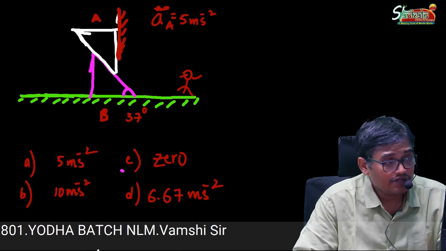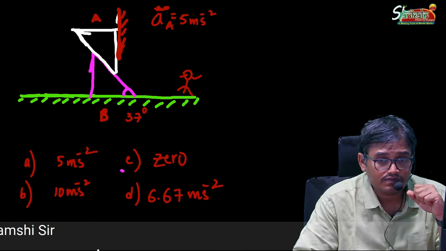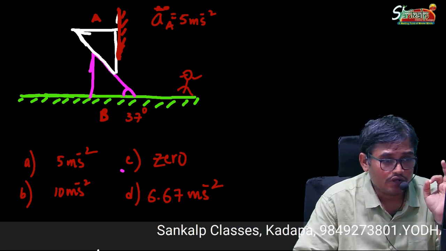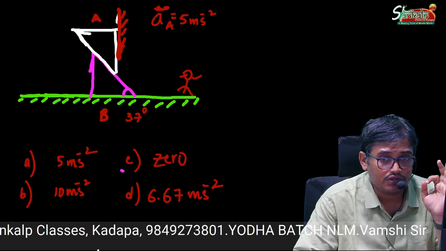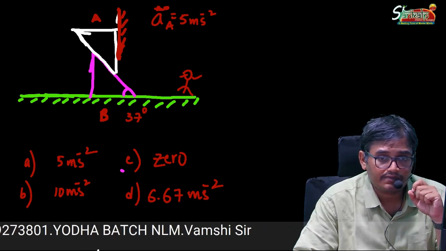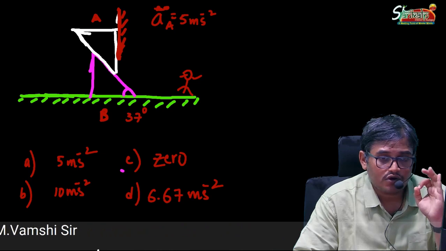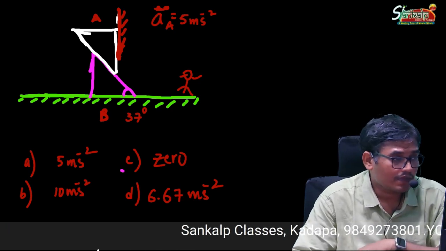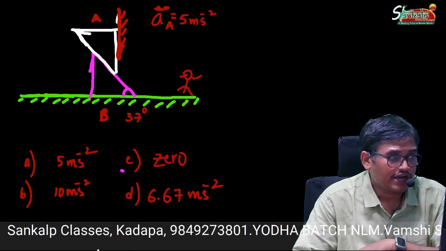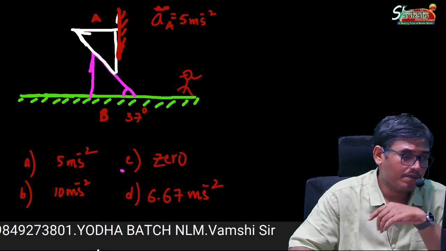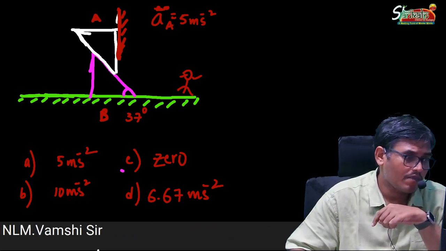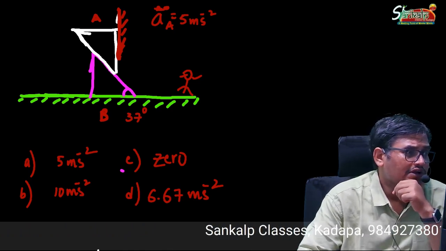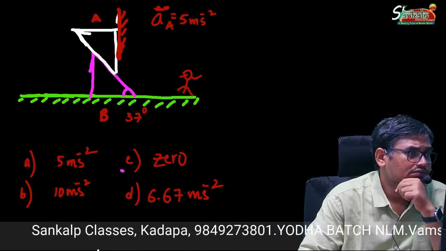In which direction does A move with respect to the ground observer? With respect to the ground observer, wedge A moves in which direction? This is my question. What is the direction? Yeah, anyone in the classroom? Stand up and answer.